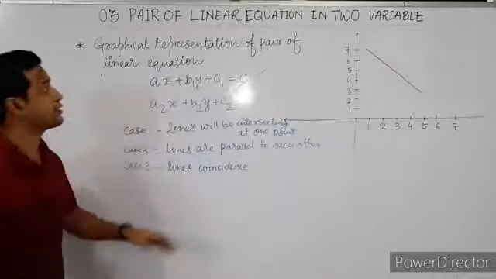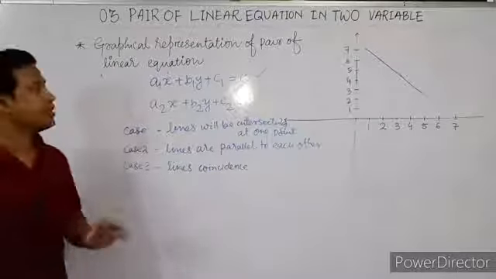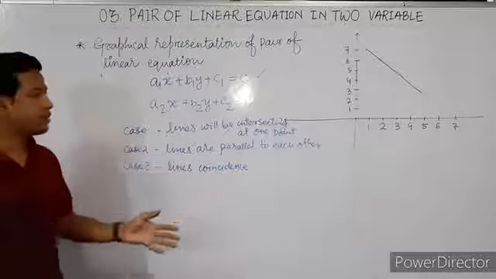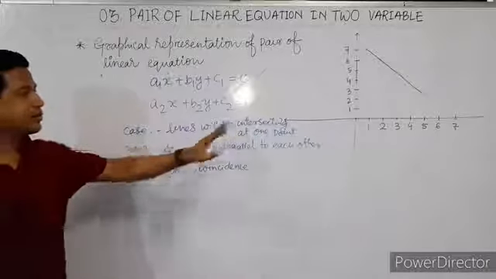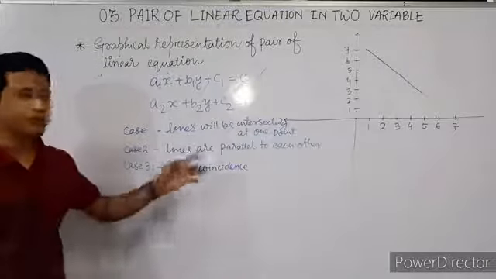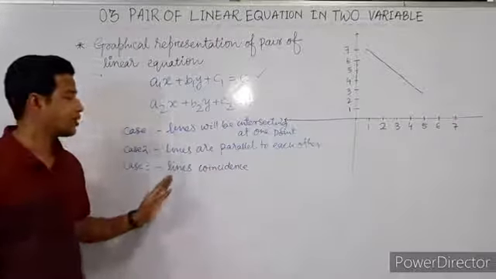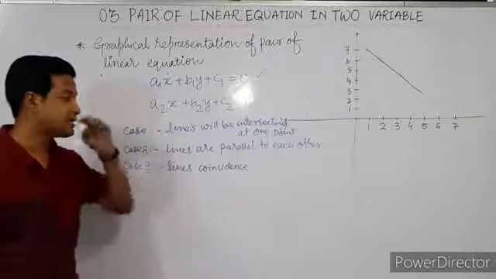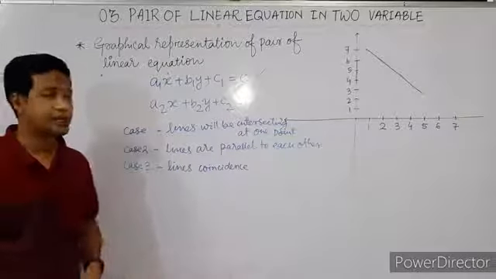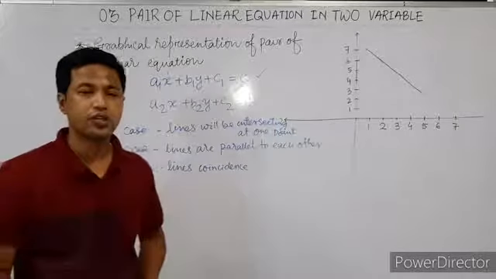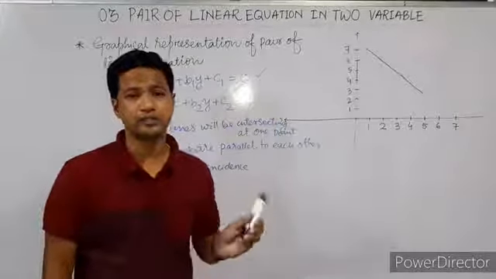These are the three cases when you represent a pair of linear equations in two variables graphically. First, the lines intersect each other at one point. Second, the lines are parallel to each other. Third, the lines coincide with each other. So these are the graphical representations of your pair of linear equations.